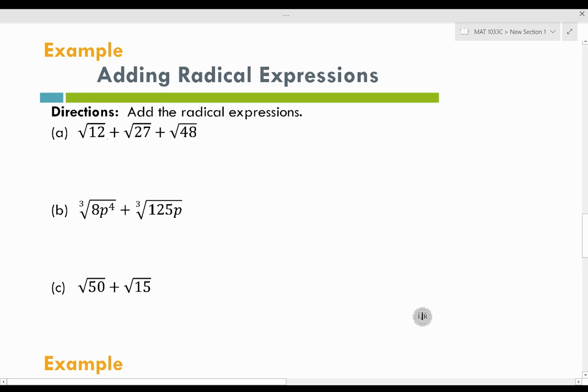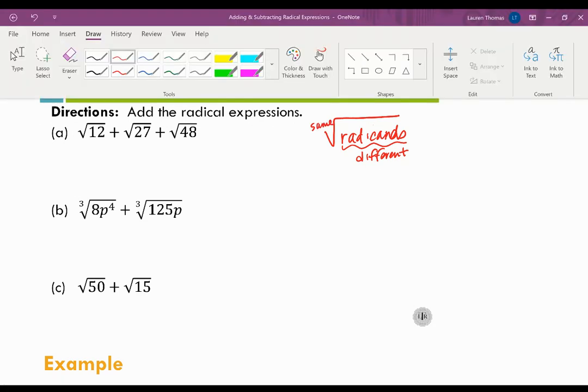So we have the square root of 12 plus the square root of 27 plus the square root of 48. Notice that even though their radicands are different, their indexes are all the same. That's important, so let's make a note of that. If we don't have like radicals, we may have something like this, where their radicands are different, but all of their indexes are the same. Let's practice working with these problems.